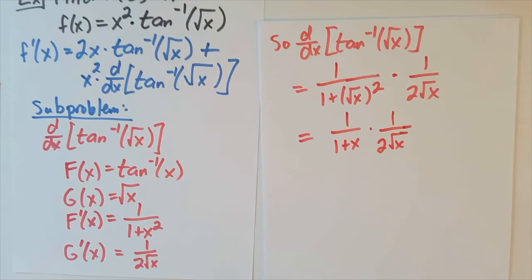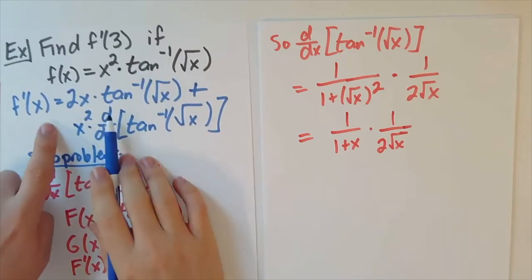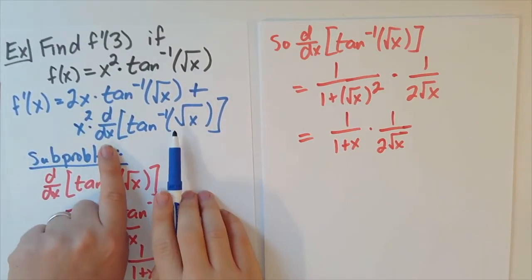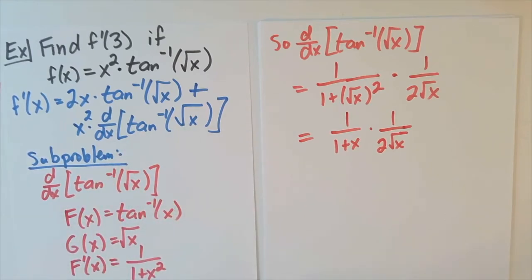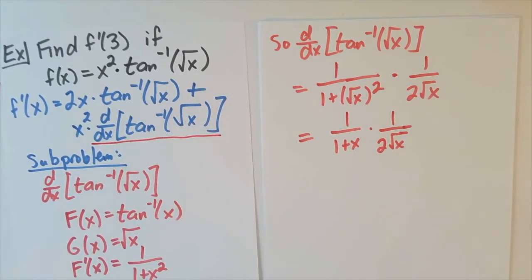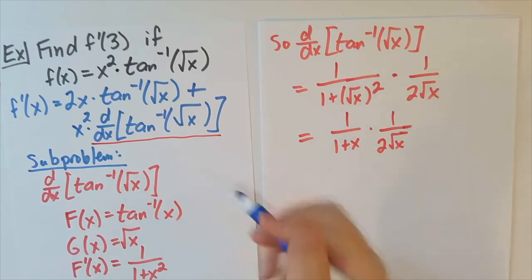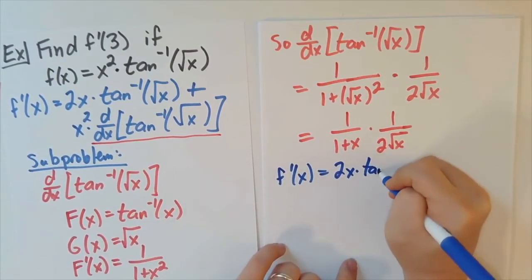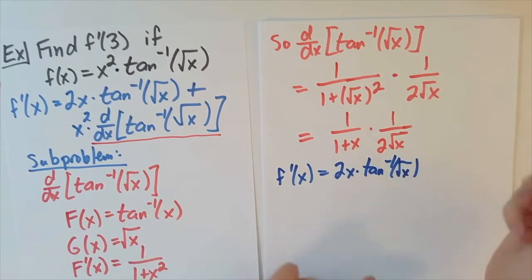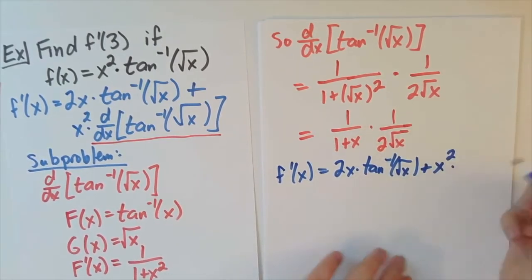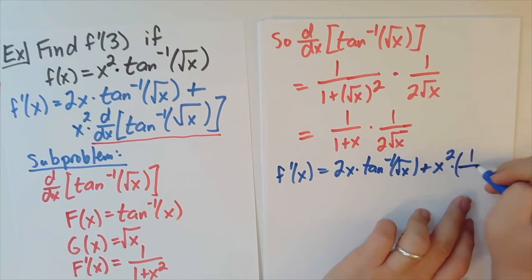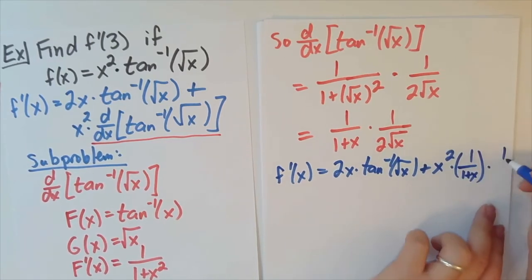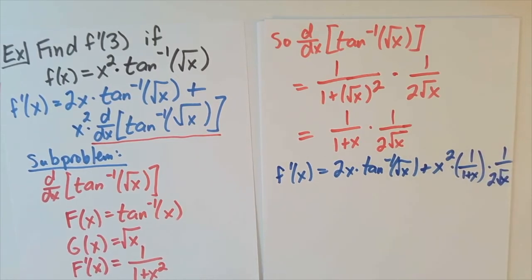Now, that lets us go back and write down what our derivative is, because now we know the answer to this part. Okay, so this part is what we just found. So we can now write down f prime of x. What is it? It is 2x times the inverse tangent of the square root of x plus x squared times 1 over 1 plus x times 1 over twice the square root of x. Okay, so that, lovely as it is, is our derivative.